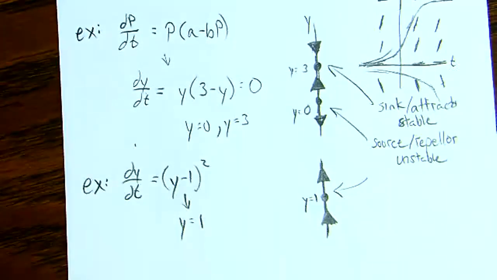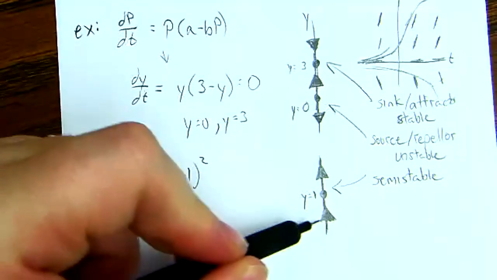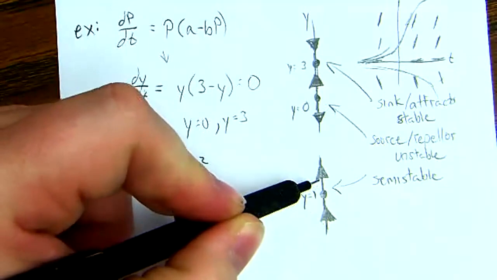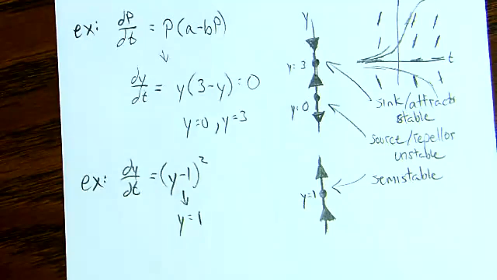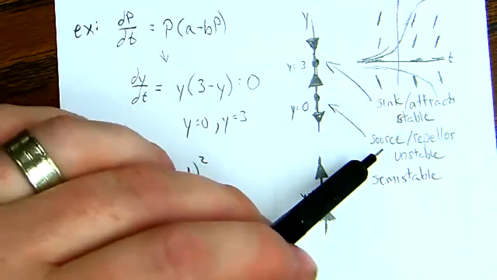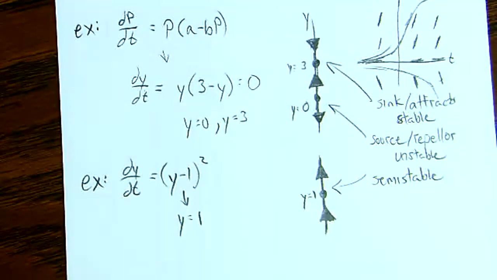Now, this one where they didn't change, we call this semi-stable. It's half stable, right? If you start down here, it's going to approach 1. That's stable behavior. But if you start up here, you're going to go away from 1. That's unstable behavior. So we see that we have a couple of different classifications we can make for these equilibrium points. We can classify them as a sink or an attractor, which is stable, or a source or a repeller, which is unstable, or we can classify it as semi-stable.